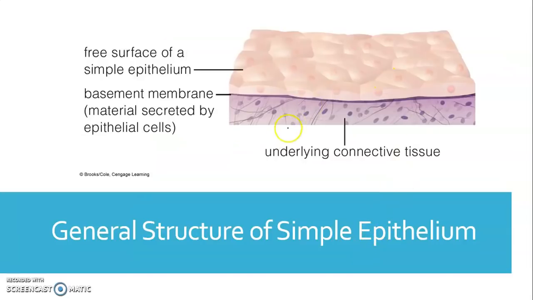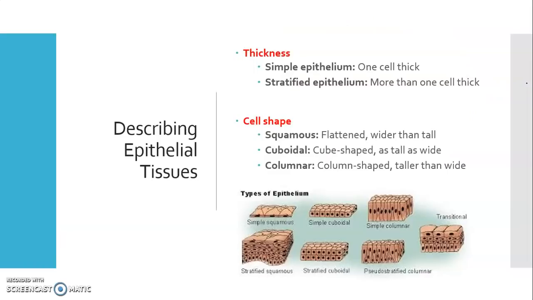Okay, so this is what I already mentioned. This is the general structure of the simple epithelium. Of course, on the top here, this is the apical surface, and then this is the basement membrane. Okay, and then under the basement membrane there is the connective tissue. Only around here, this is the epithelium tissue.